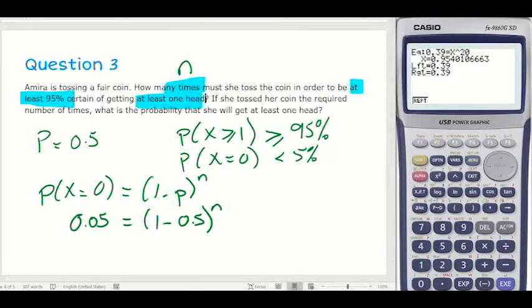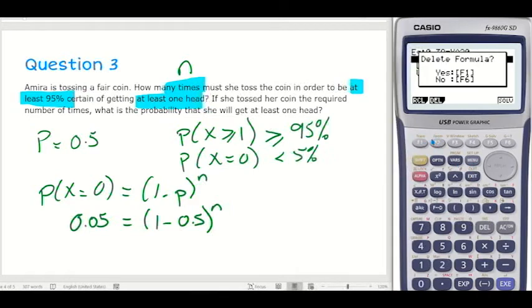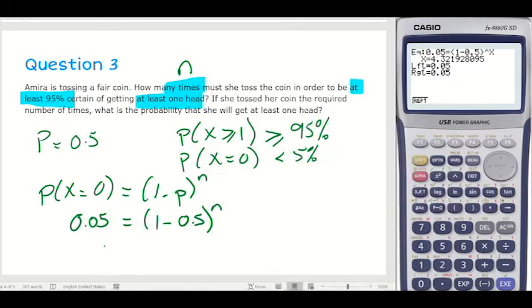So I'm going to clear my formula, go back, delete, yes, and I'm going to put in 0.05 equals 1 minus 0.5 to the power of x, and solve that, and that gives me n equals 4.3.